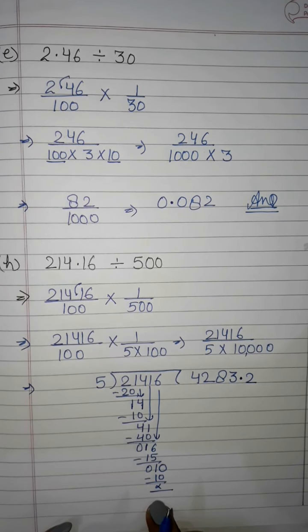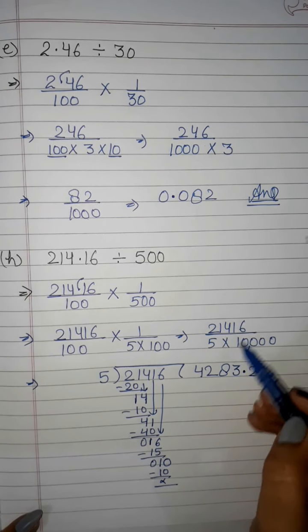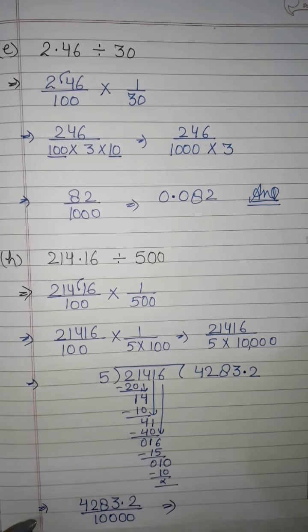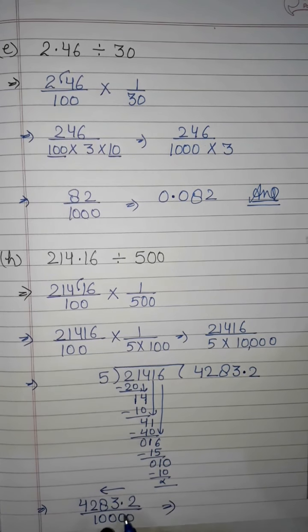Now it is completed. So if you divide this 21416 by 5, what we get? 4283.2. Now still 10,000 is left. I explain you that when we have to divide, the decimal moves towards the left direction. So it is behind 3. Let's count 1, 2, 3, 4.